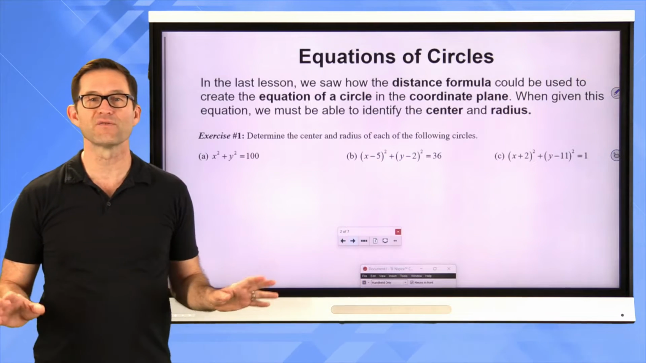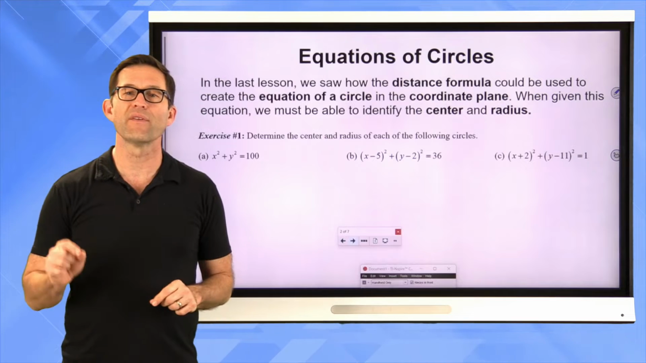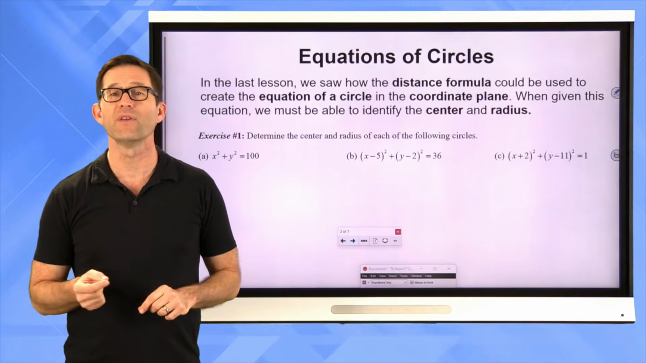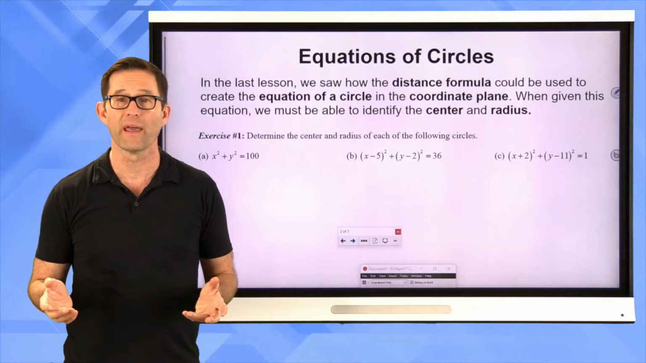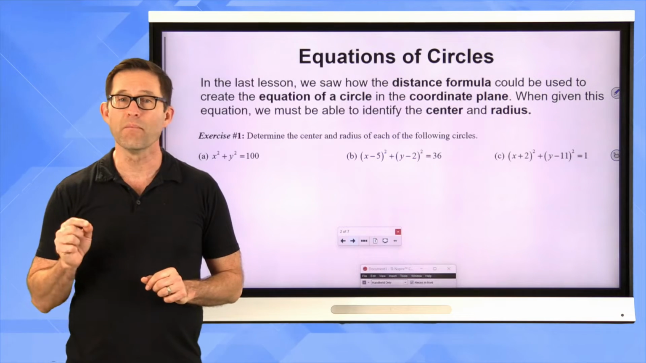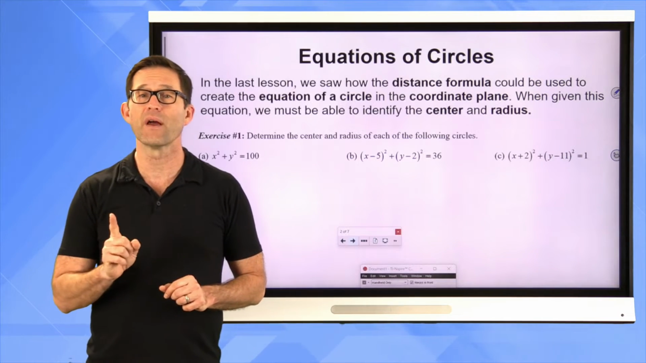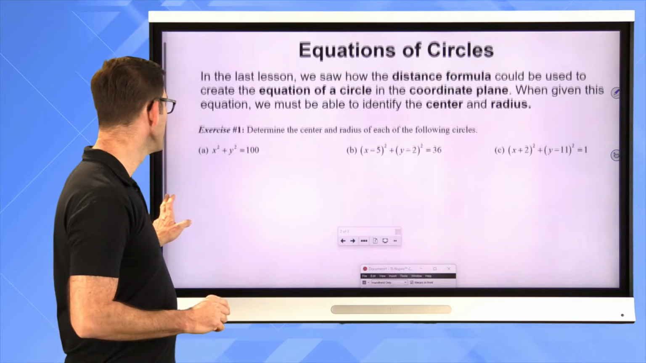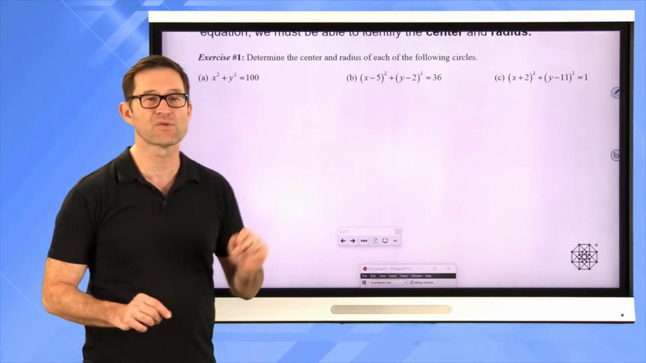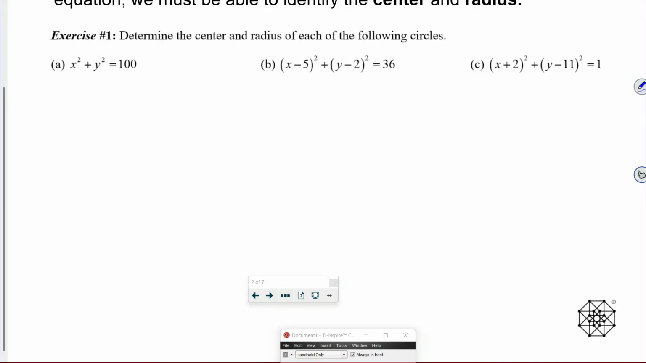All right, equations of circles. In the last lesson, we saw how the distance formula could be used to create the equation of a circle in the coordinate plane. When given this equation, we must be able to identify the center and the radius. So let's do a little review on that before we move on. Exercise number 1. Determine the center and radius of each of the following circles.